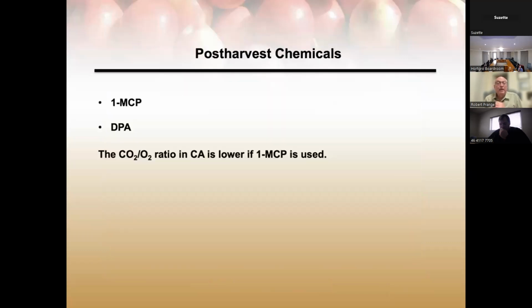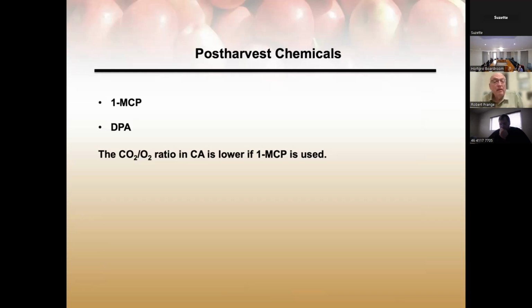Final topic. We have come to a point in our industry where 1-MCP, known under various brand names now, not just the one from AgroFresh, there's competing products, but I'll just call it 1-MCP, has become part of normal operating procedures in many apples. Not so much in pears. It's just not been that great a compound for pears. And there's the old standby diphenylamine, or DPA.